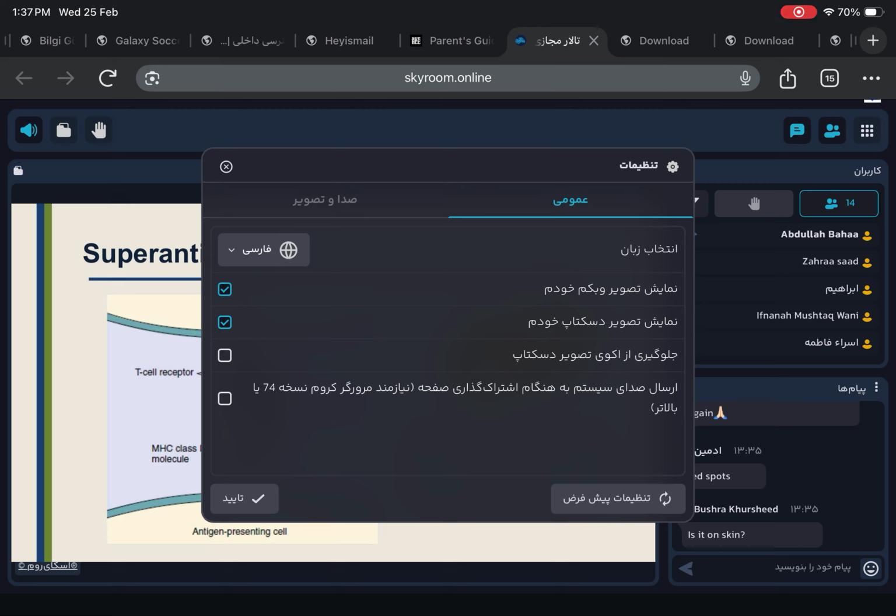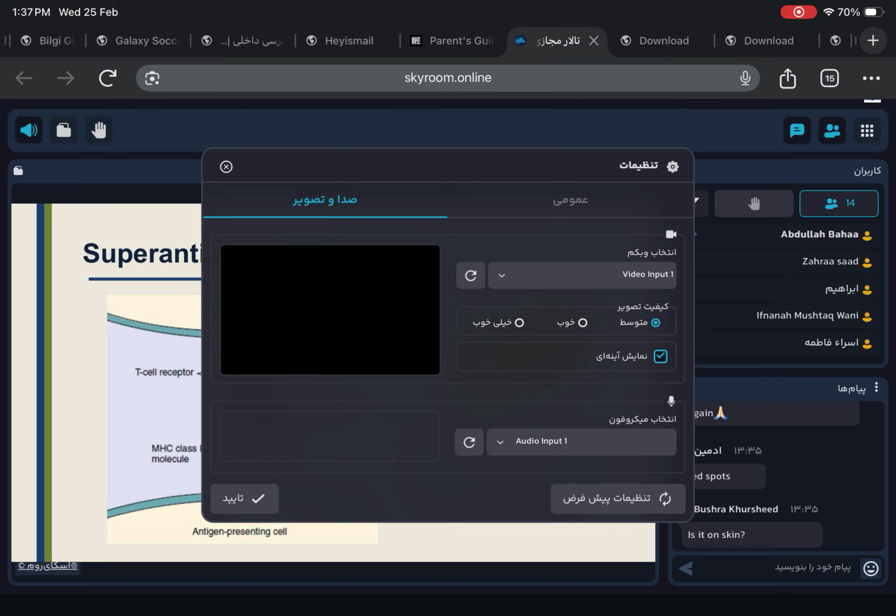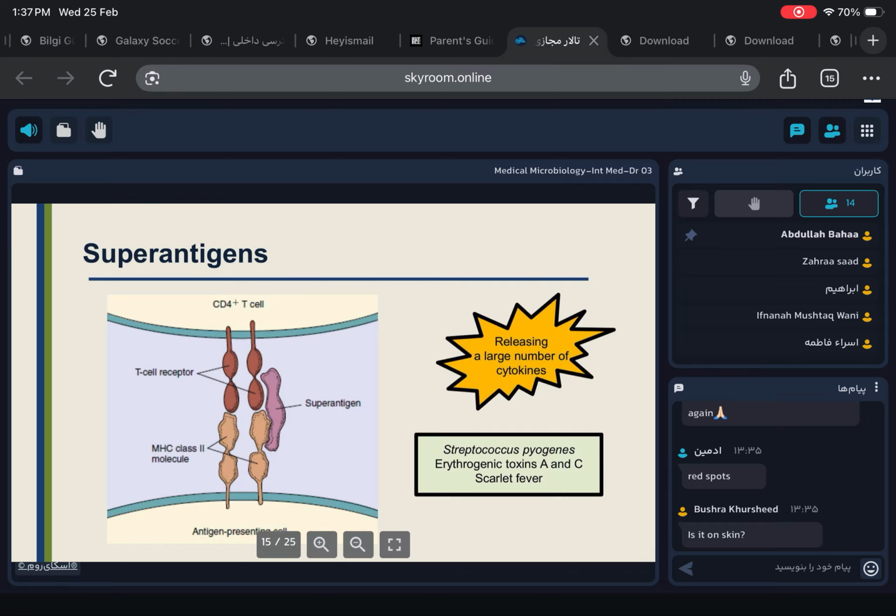Because of this simultaneous attachment of superantigen, both of these cells get activated, and they start to release cytokines. I told you that CD4 positive T cell is dominant. They start to produce a large number of cytokines, and we see some outcomes. The outcomes are fever, rash, and shock. Got it?